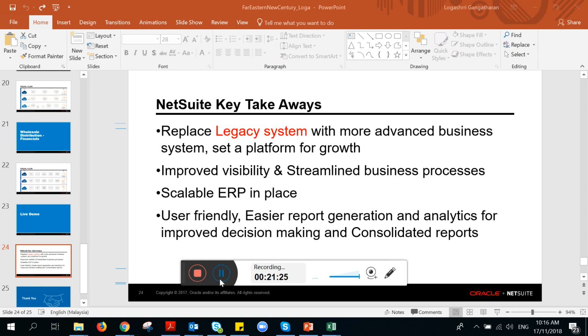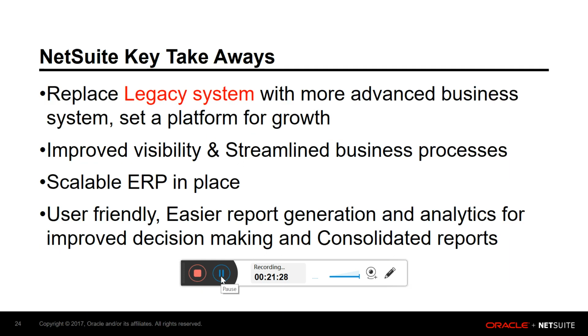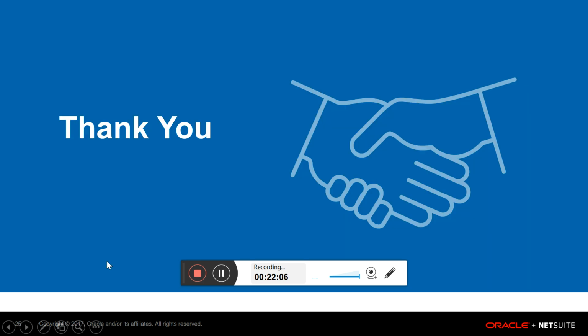With this, I end my demo with NetSuite key takeaways for the Far Eastern New Century company. We can replace the legacy system with more advanced business systems and set a platform for growth. These can improve visibility and streamline business processes. It's a scalable ERP in place, user-friendly, with easier reports to generate, and also analytical for improved decision making, and consolidated reports are available in NetSuite. Thank you very much for your time. I hope this demo has shown you my analysis and discovery for the solution of Far Eastern New Century. Once again, thank you for your time.